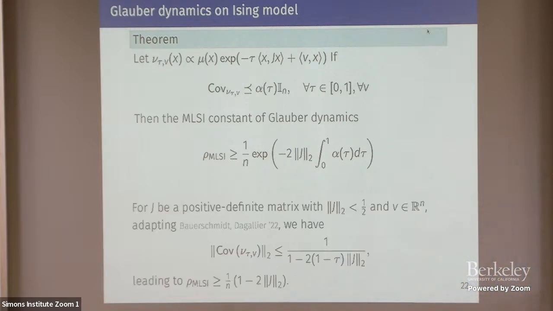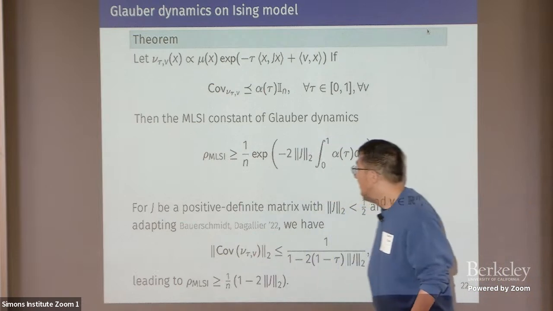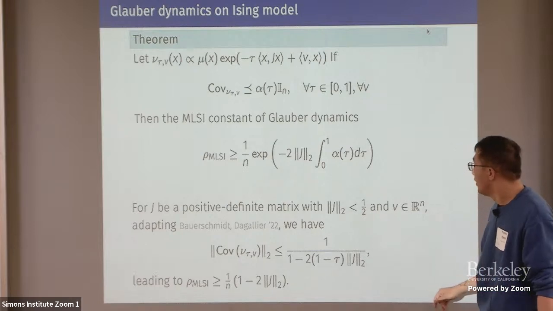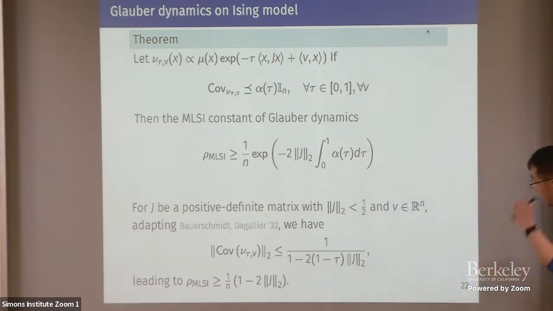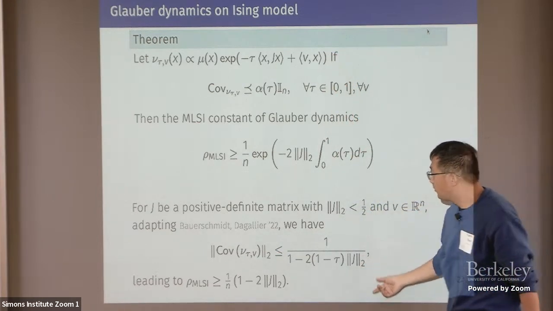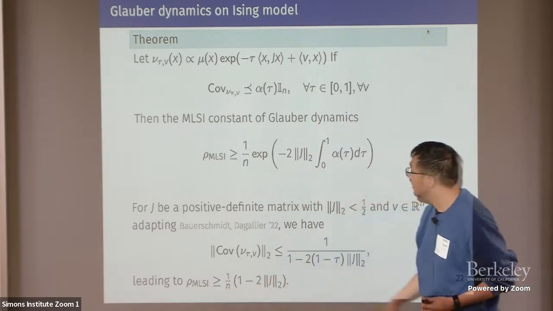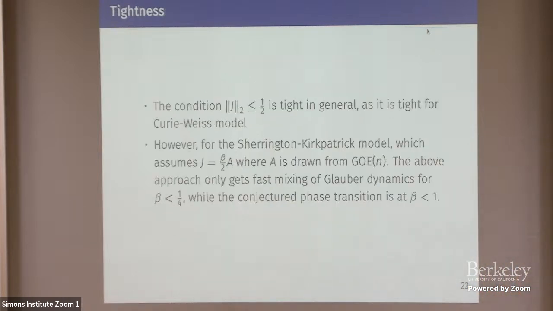And for the Ising model, we just showed that if the interaction matrix J is a positive semi-definite matrix with operator norm bounded by one half, you can actually show, by an argument from Bauerschmidt and Bodineau, that we can bound the covariance matrix of this type of density with this. And then you can prove a modified log-Sobolev inequality that is 1 over n times a constant that only depends on the operator norm of the interaction matrix. Yeah, let's talk about this tightness a little bit.